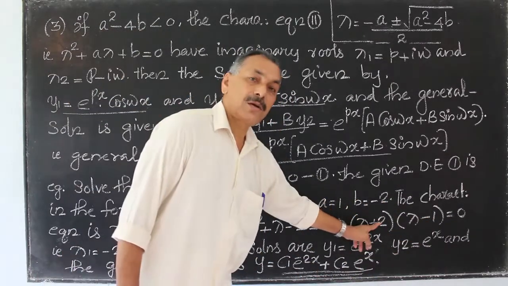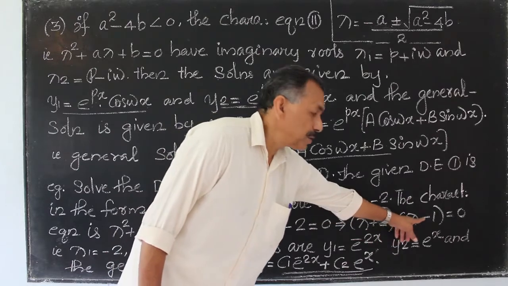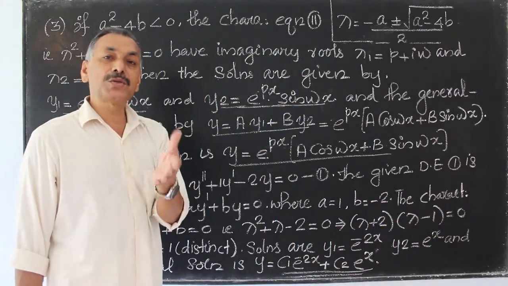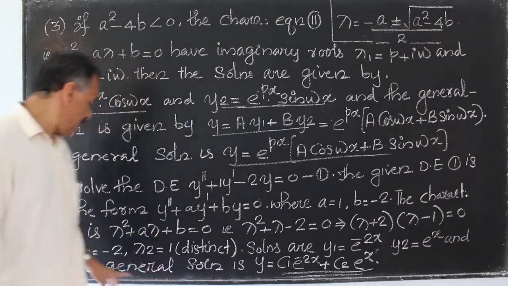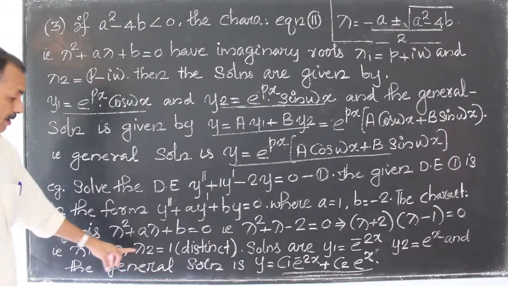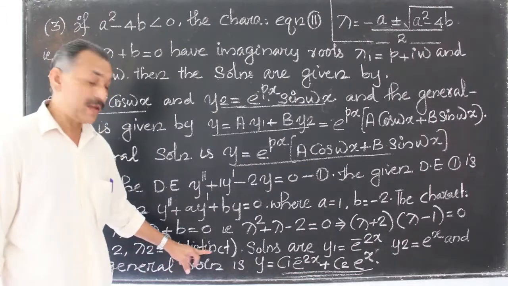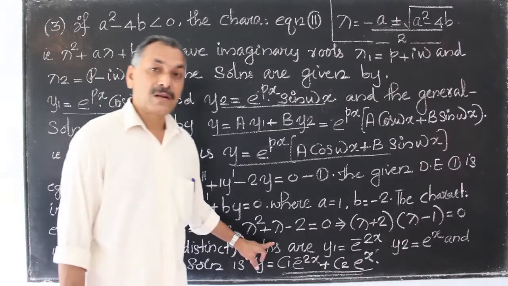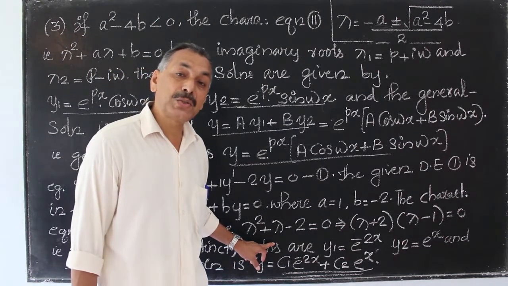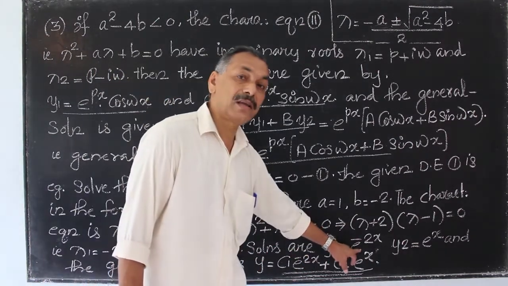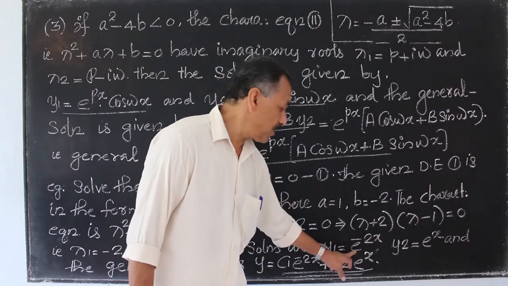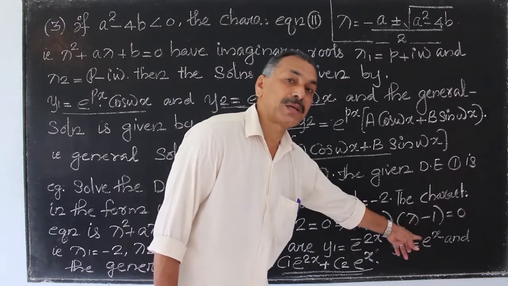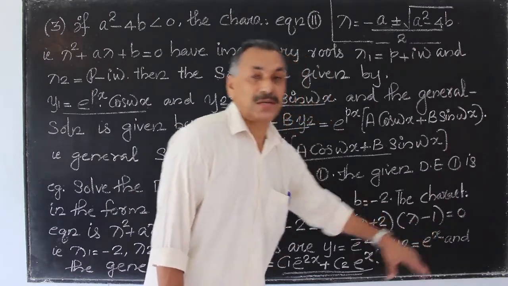If this term is equal to 0, then lambda is equal to minus 2 or lambda is equal to 1. The roots are real and distinct. That is, lambda 1 is equal to minus 2 and lambda 2 is equal to 1, and they are distinct. Then the solutions are y1 is equal to e raised to lambda 1 x, that is y1 is equal to e raised to minus 2x, and y2 is equal to e raised to lambda 2 x, that is y2 is equal to e raised to x.